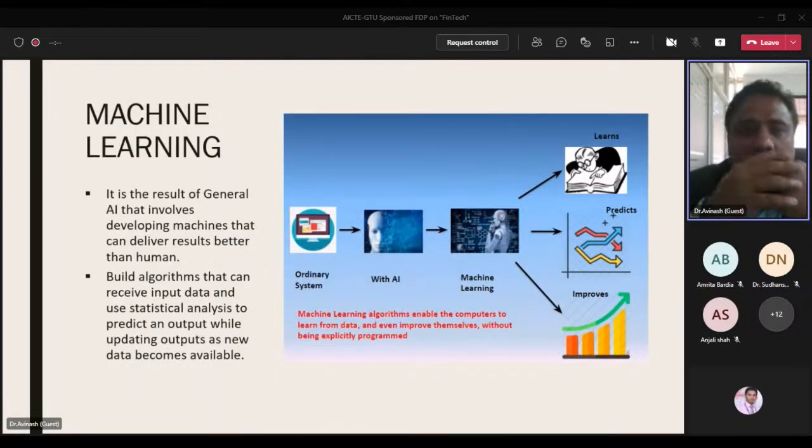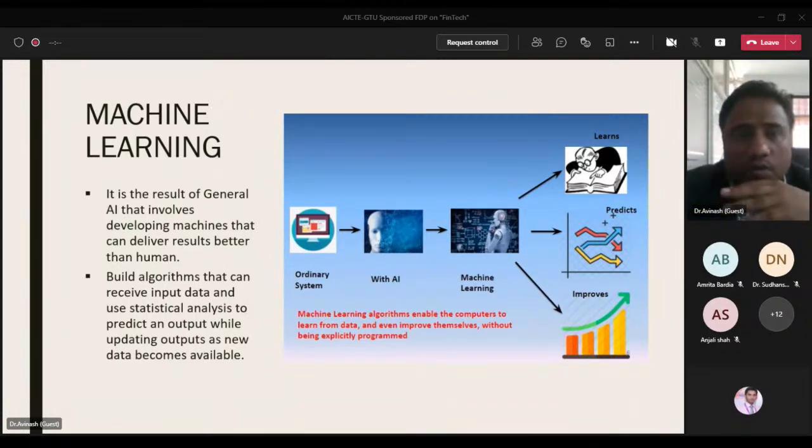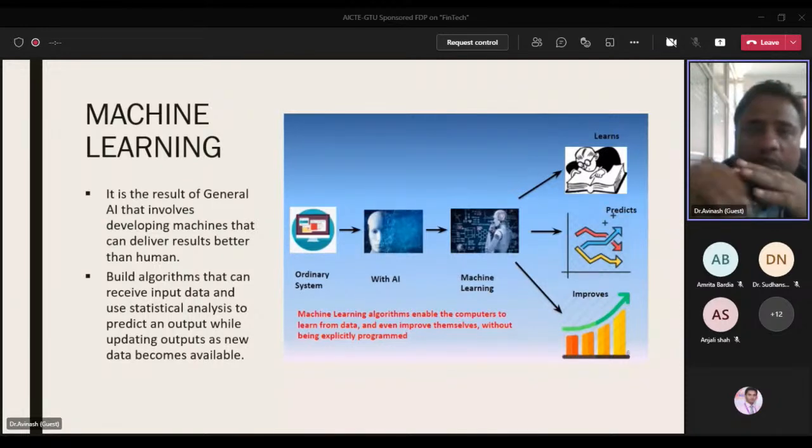Machine learning is another approach where AI has a deeper role. It is the result of general artificial intelligence, which involves developing machines that can deliver results better than humans. It builds algorithms that can receive input data and use statistical analysis to predict an output while updating the outputs as new data becomes available. So these are the different machine learning applications.